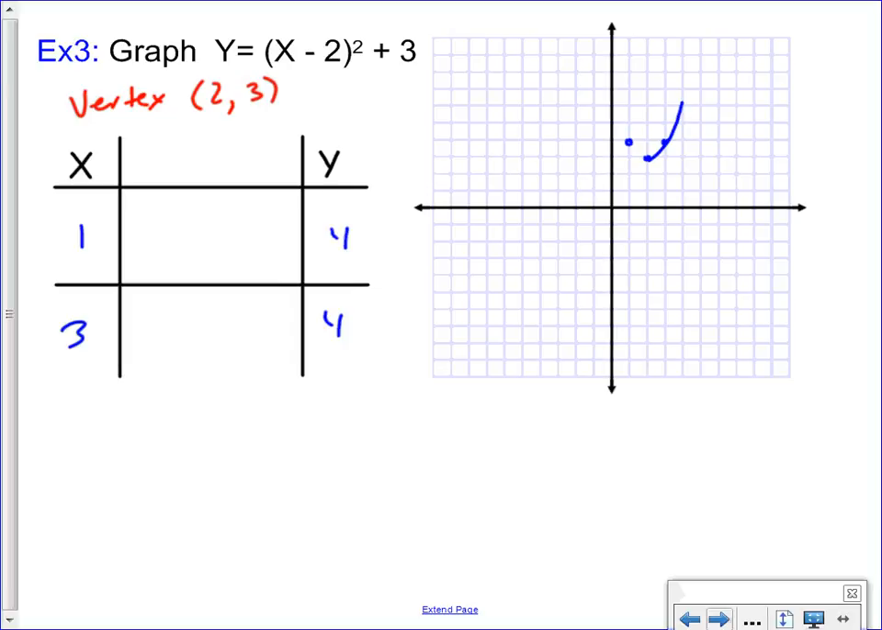Notice this one is that nice, regular U shape, right? There's no A in the front, so it doesn't mess it up. Yay.